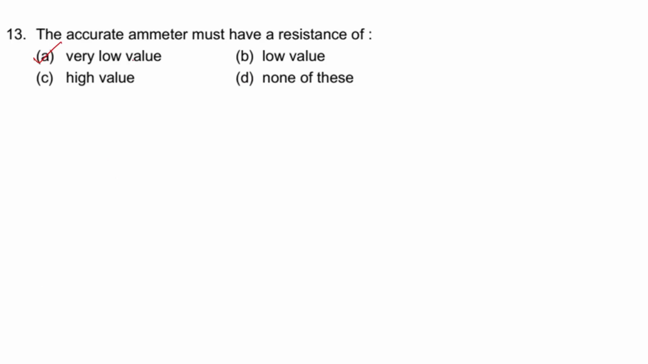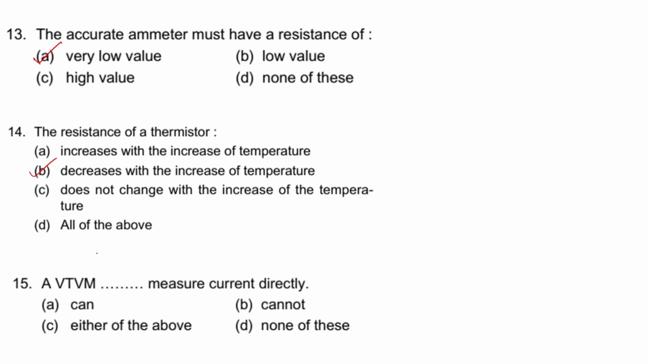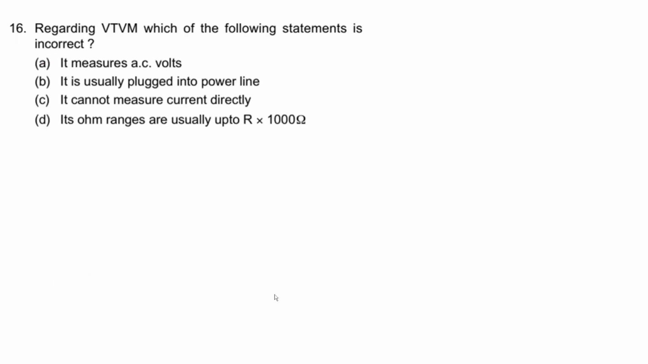Next, the accurate ammeter must have a resistance of very low value, that is the correct answer. Next, the resistance of a thermistor increases with increase in temperature, wrong; decreases with increase in temperature, that is correct, because a thermistor has a negative temperature coefficient. Next, a VTVM measures current directly. The answer is none of these.